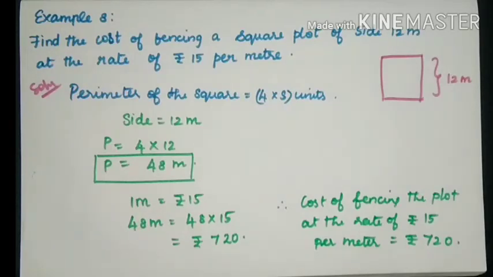Students, first we have to use the perimeter of the square formula. Then we have to find the perimeter value. After that, you have to multiply it with rupees 15. Because it is given that for 1 meter the cost is rupees 15. You have to find it for 48 meter. Therefore, 48 into 15 is equal to rupees 720. The cost of fencing the plot at a rate of rupees 15 per meter is equal to rupees 720.